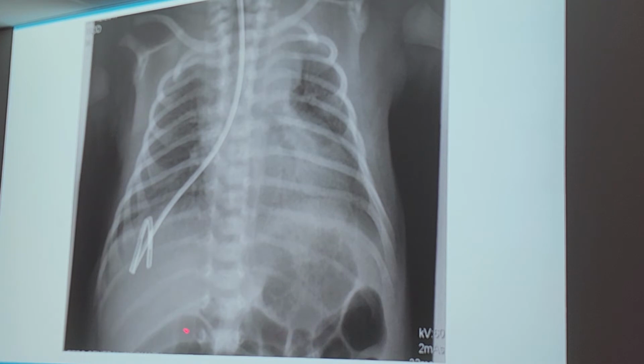Ooh, poor kid. Yeah. So most likely they were inserting this nasogastric tube to do some sort of gastric decompression, but it just ended up in the lung, right lung. He's probably crying.